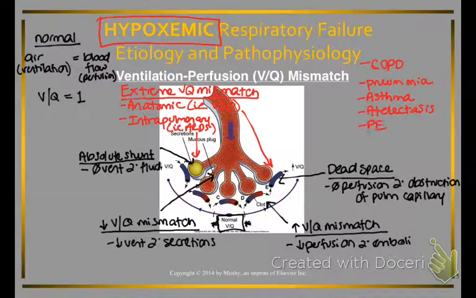So these are all going to be respiratory type issues, right? COPD, pneumonia, asthma, atelectasis, pulmonary embolism is going to be more on your perfusion side. They're all going to be reasons why you can't have that normal ventilation perfusion. Oh, pain too.